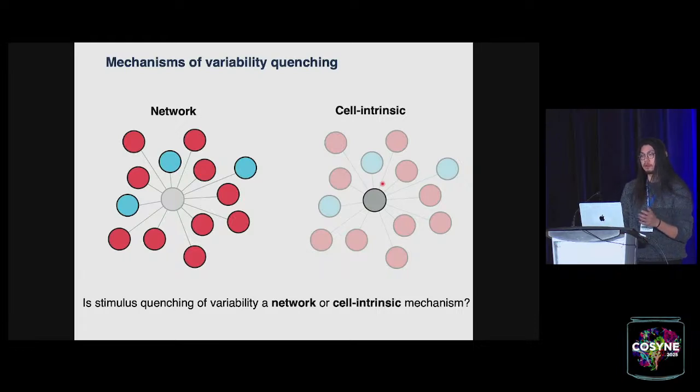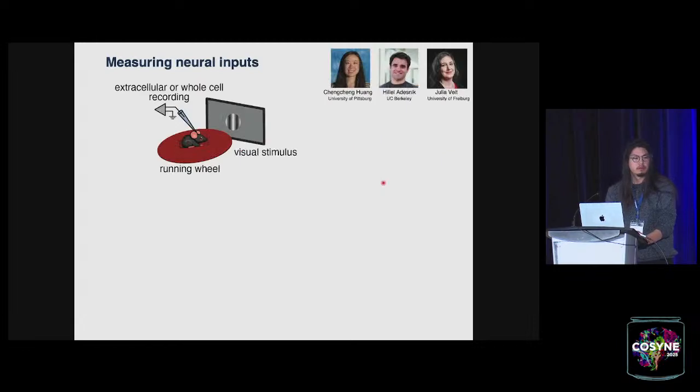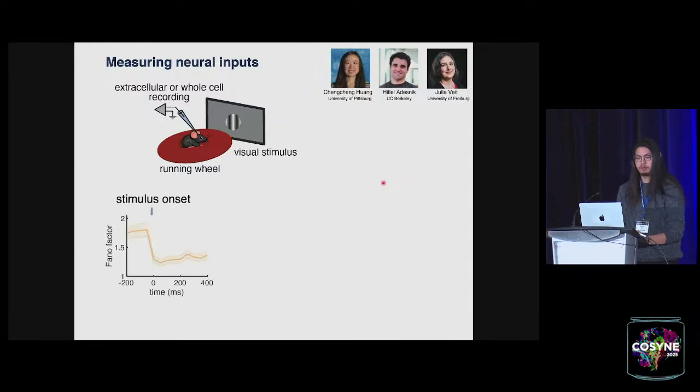We can first look at whether or not it's a network phenomenon just by measuring cells and looking at their variability and then the variability of the inputs going into that cell. So we can take mice, head fix them, and have them view visual stimuli. Oh, I do want to note, this work was done by Chengcheng, who just gave a talk, Yulia and Hillel. First, we can just measure spiking of a neuron, and we can see, as expected, when the stimulus comes on, we get a reduction in the variability. Great. In this case, a reduction of the Fano factor.